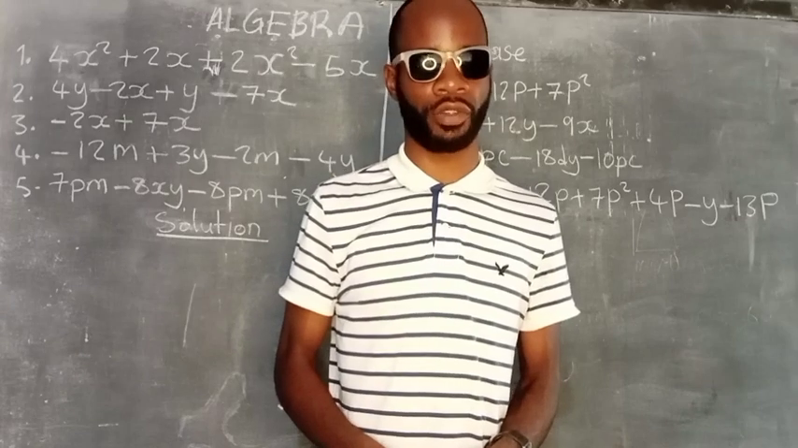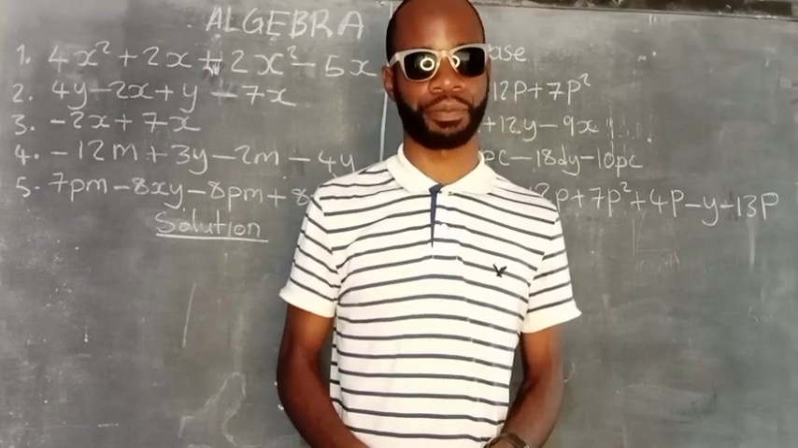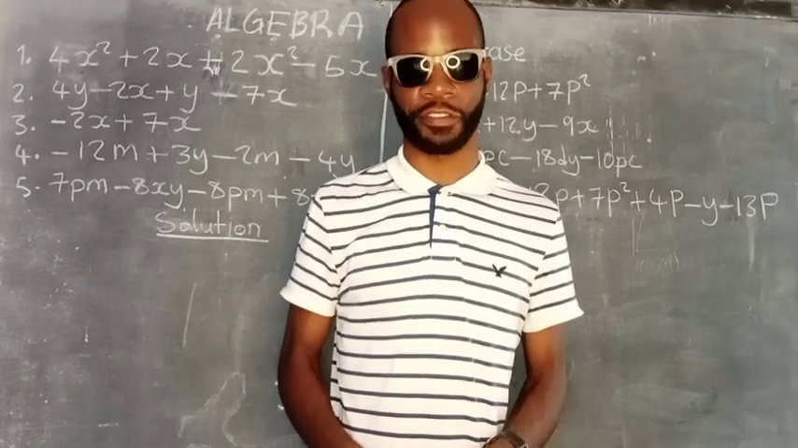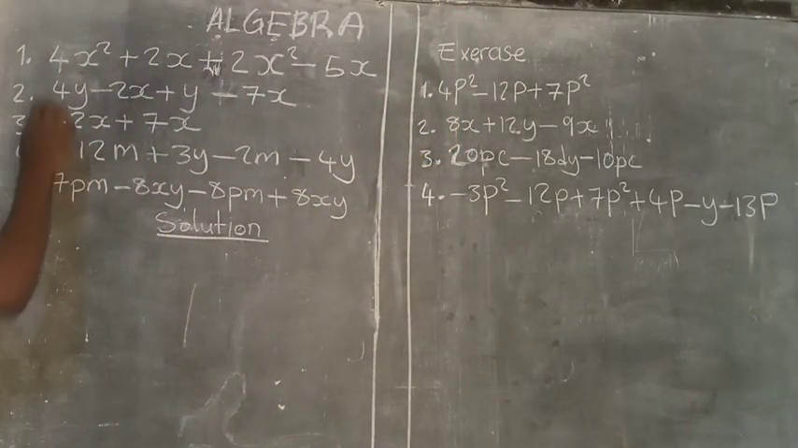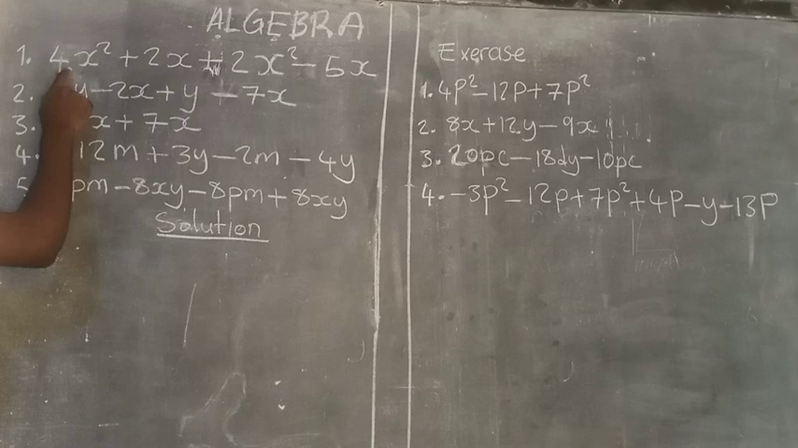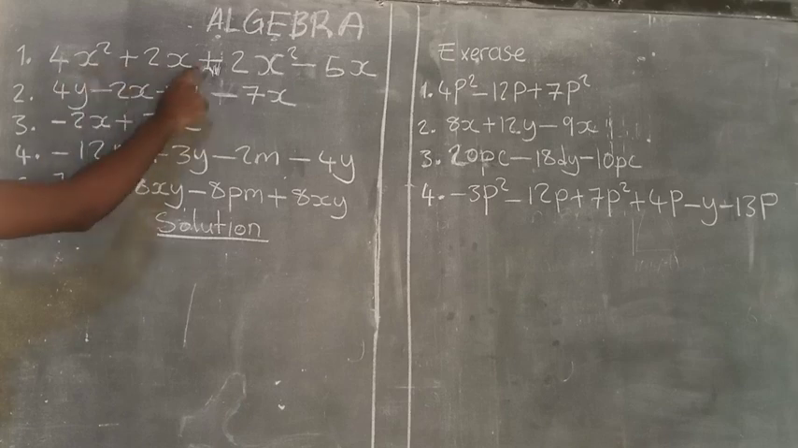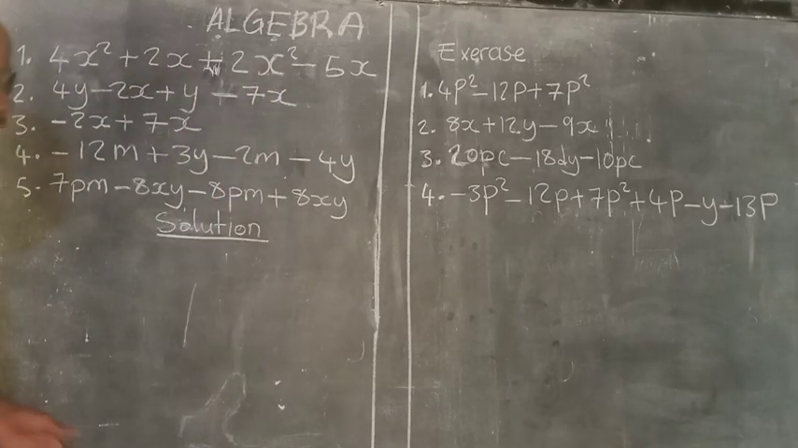This is our second lesson under algebra. Let us simplify the first algebraic expression, 4x squared plus 2x plus 2x squared minus 5x.